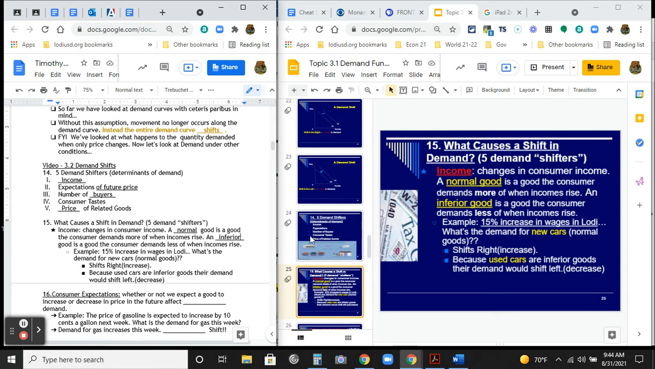In any event, some goods, as you make more, you'll want more of. Some goods, as you make more, you'll want less of. When I was broke and going to college, when I ran out of money at the end of the month, I would consume top ramen to get by.